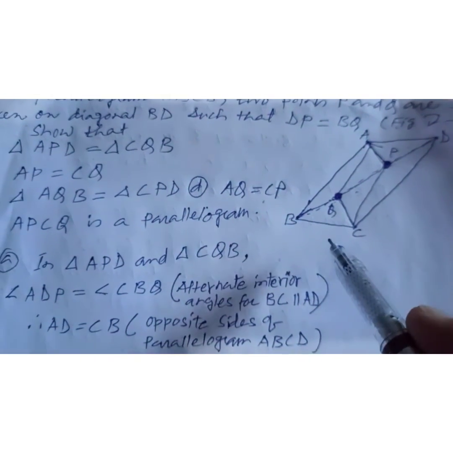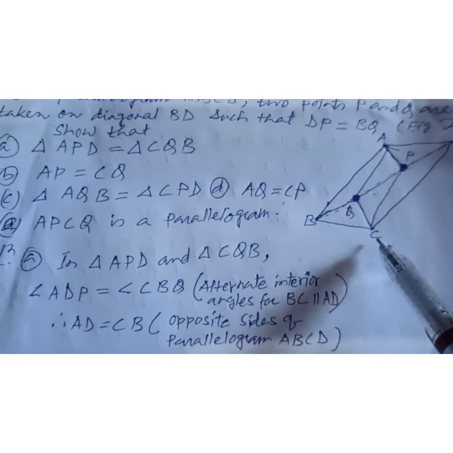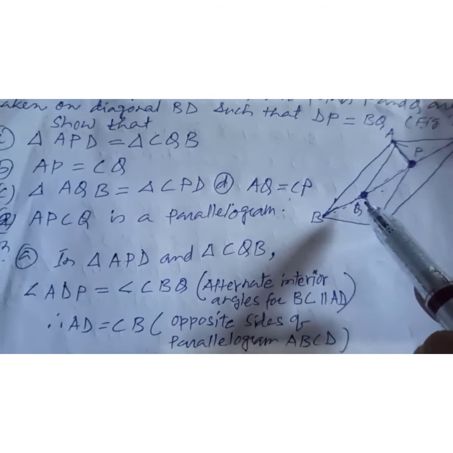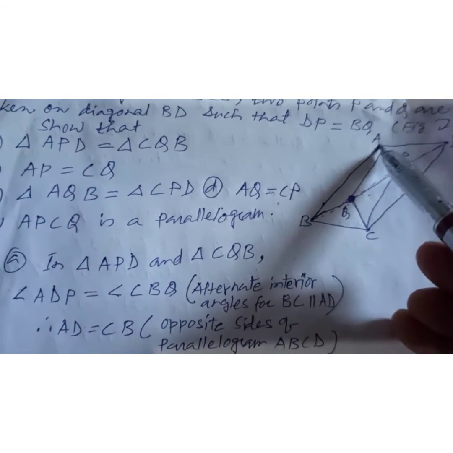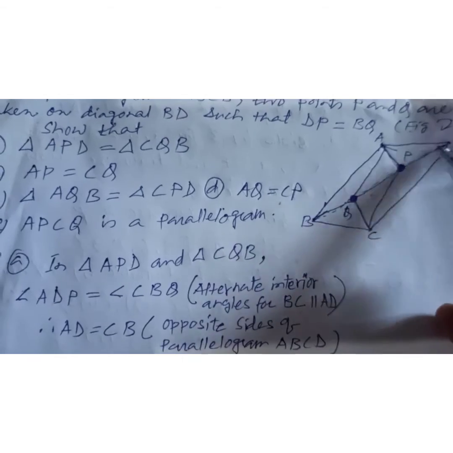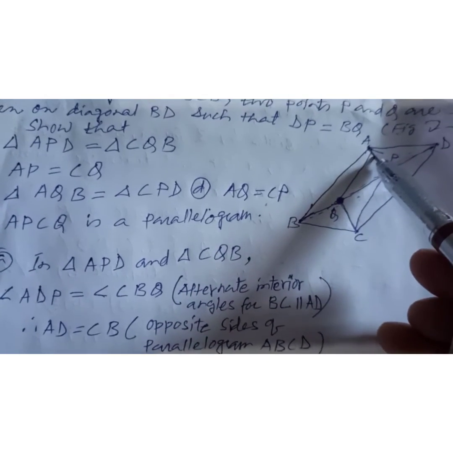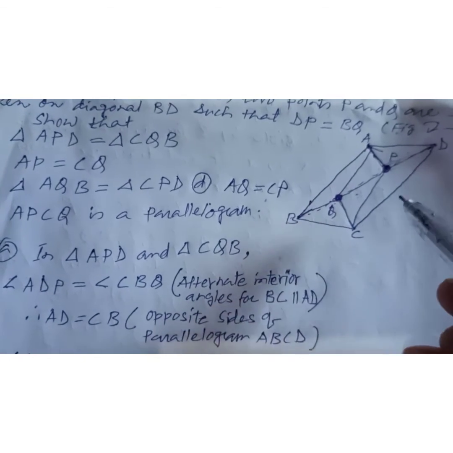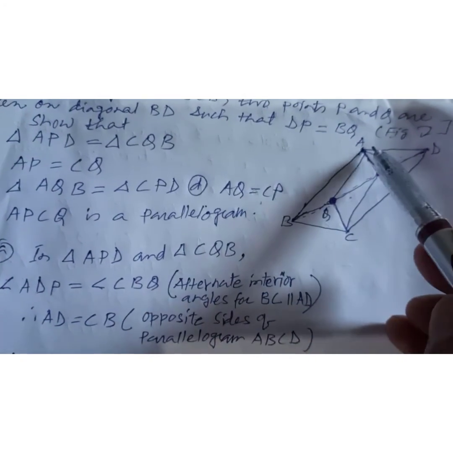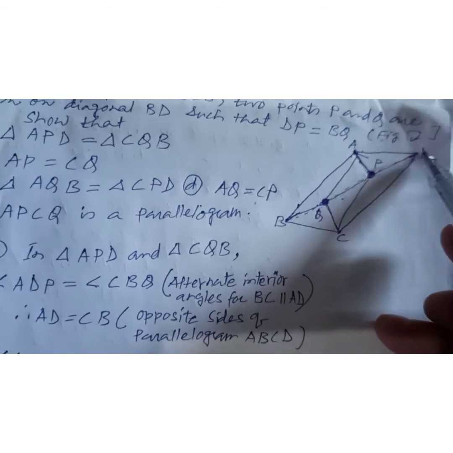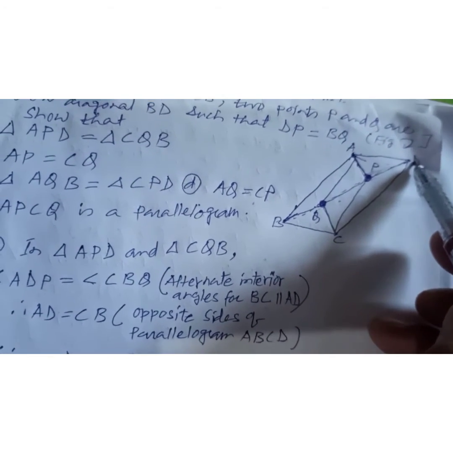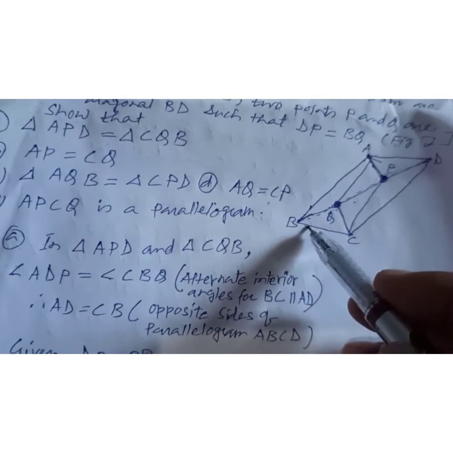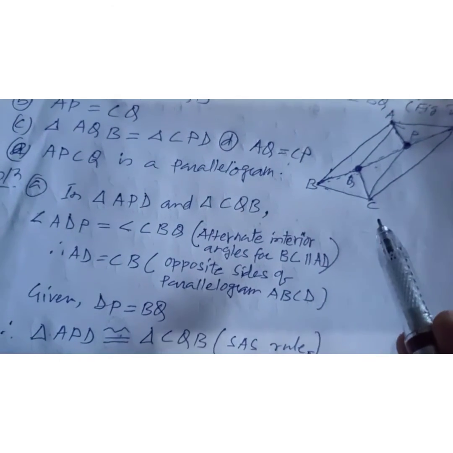So now we have to prove that. What are we going to prove? Angle ADP, this one, will produce a triangle, like I told you previously. Triangle APD is congruent to the other triangle, CQB. That is the most important one. I hope you are enjoying the concept.